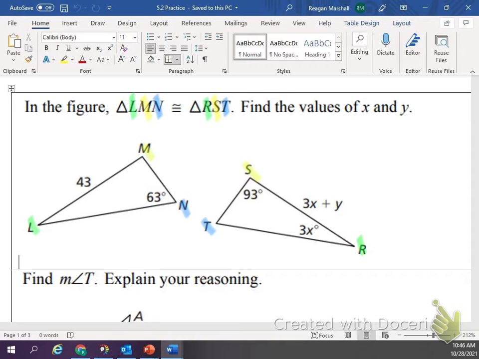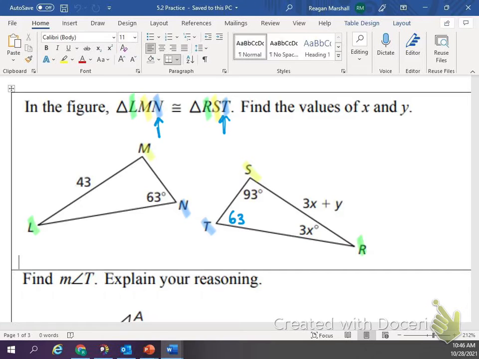Is X a side or an angle? Angle. This 3x is an angle, right? So we just need the three angles in a triangle to find out what X is, correct? So which angle do we not know in our triangle here? T. We don't know T, but we know that T is congruent to N. They're both the last letter in the congruent statement. So T is 63.